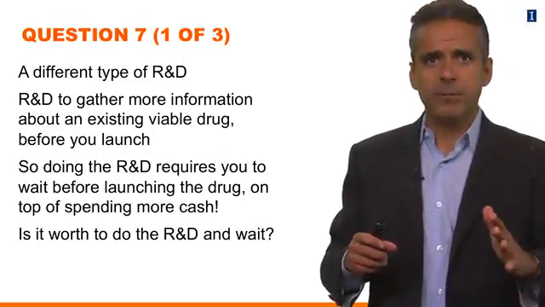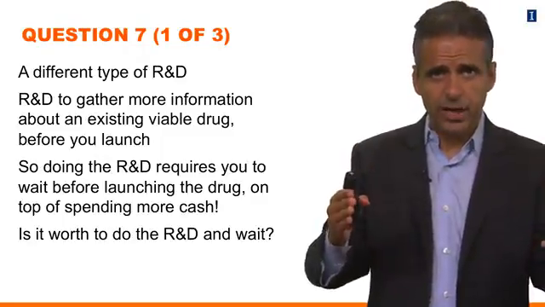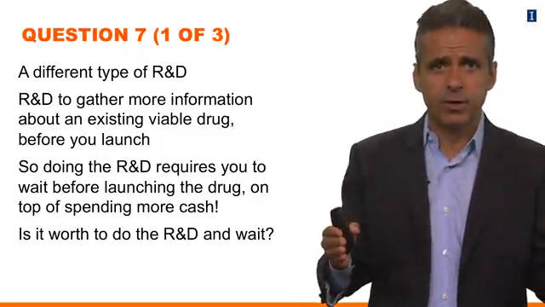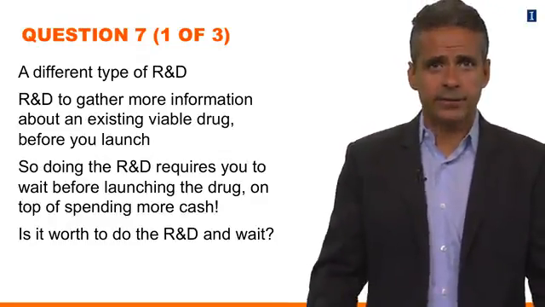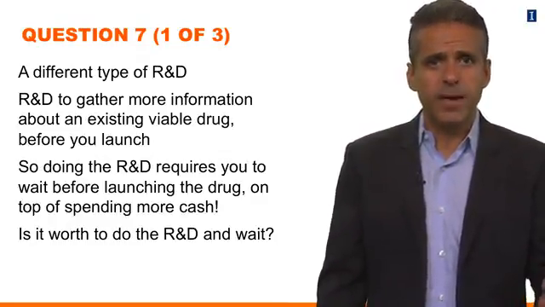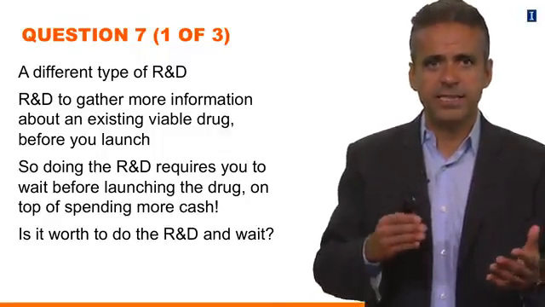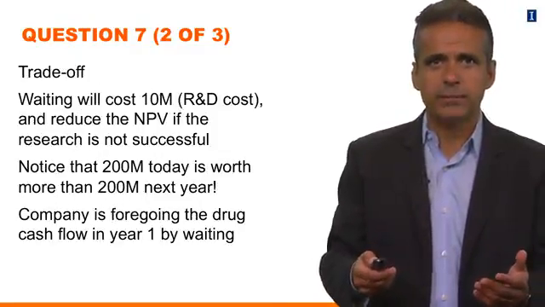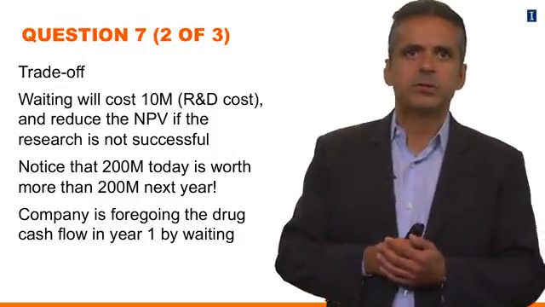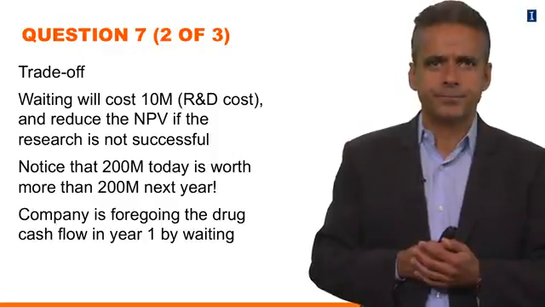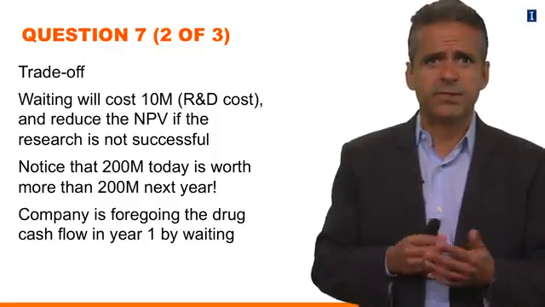Now you have a viable drug, but you have the opportunity to do additional research to try to increase the NPV of the drug, okay? Of course, doing the R&D is going to require you to wait as well, right? On top of spending more cash, you're going to have to wait a year. So this is a combination of R&D valuation and the option to wait, okay? So the trade-off in this case is that waiting is going to cost you 10 million, okay? And it's going to reduce the NPV if the research is not successful, right?